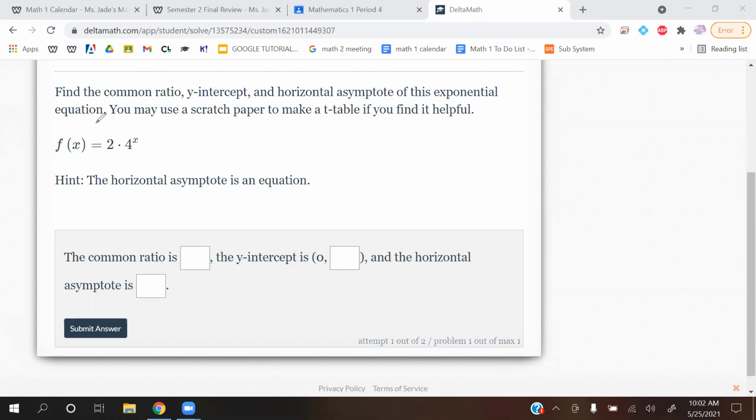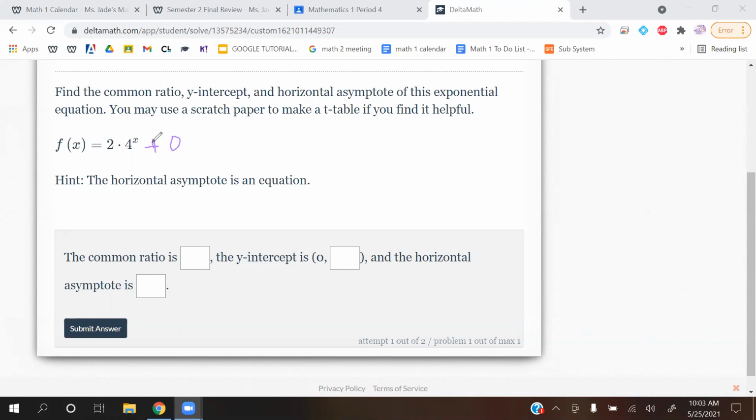Okay, so we're given this f of x is equal to 2 times 4 to the power of x equation over here. And I'm going to rewrite this as just saying that there is a plus 0 here, because technically if I add 0 to something, I didn't change anything. Like if I don't give a person anything, they are exactly the same as they were before I just stood there in front of them. Okay, so 2 times 4 to the power of x plus 0 is our equation.